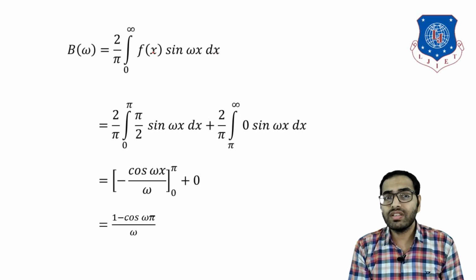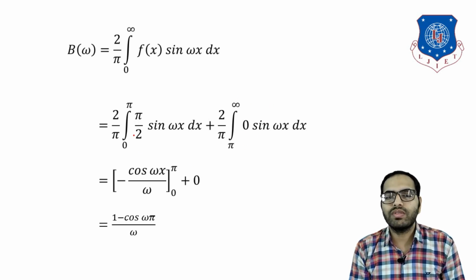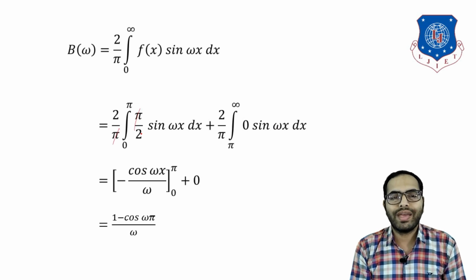See, firstly what we have to do is split the limits. Then 2 by pi integral 0 to pi, where the function has value pi by 2, and pi to infinity, where the function has value 0. The second term is 0 into anything, so the second term becomes 0. Then pi by 2 and 2 by pi cancel out, and the expression becomes integral 0 to pi sin omega x dx.